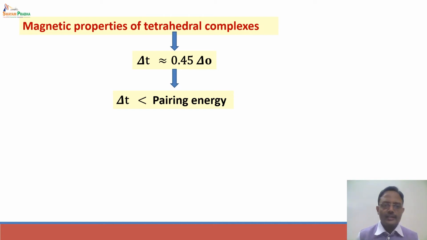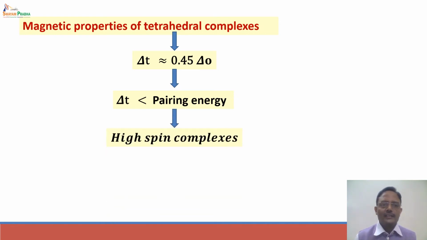And we have already discussed that when the crystal field splitting energy is less than the pairing energy, then pairing is never preferred, and as a result, all the complexes of tetrahedral geometry are high spin complexes. And in high spin complexes, they contain exactly the same number of unpaired electrons as the free metal ion, and hence the magnetic properties will definitely correspond to high spin complexes.